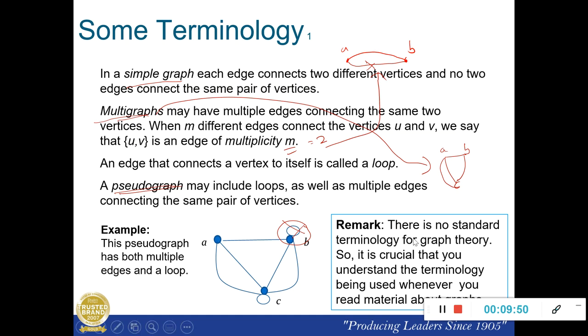So there's no standard terminology for graph theory. So it's crucial. Other books might call vertices nodes or something, and edges they might call lines or connections or routes. But in this class, I'm using this book, which is basically the mainstream. More people use this terminology of set of vertices, edges, and so on.